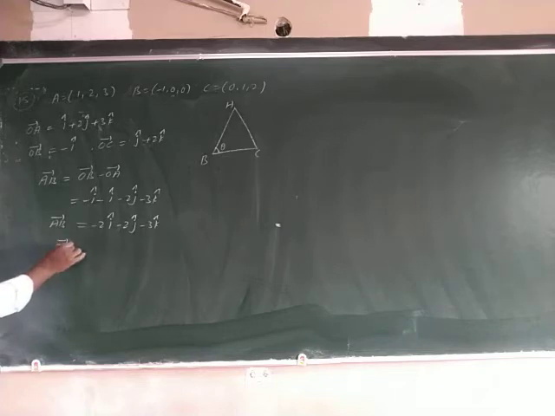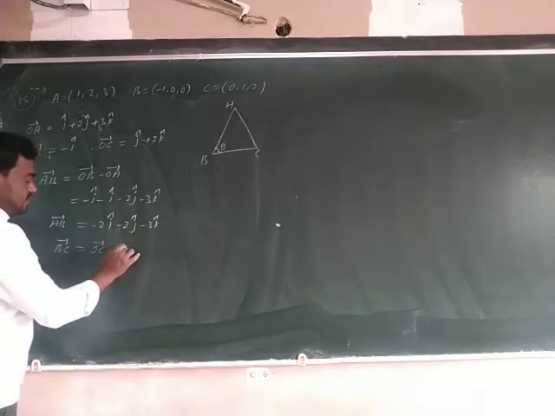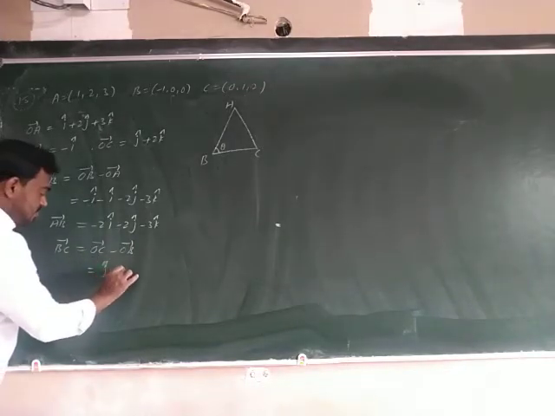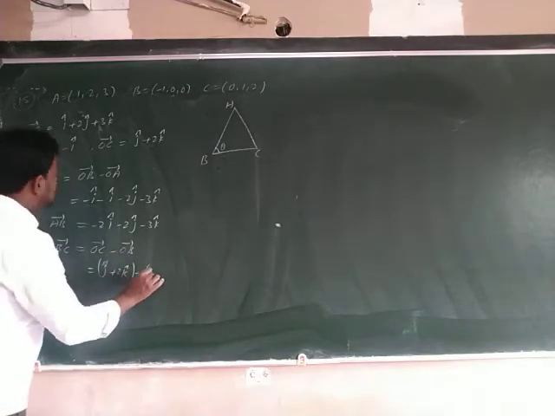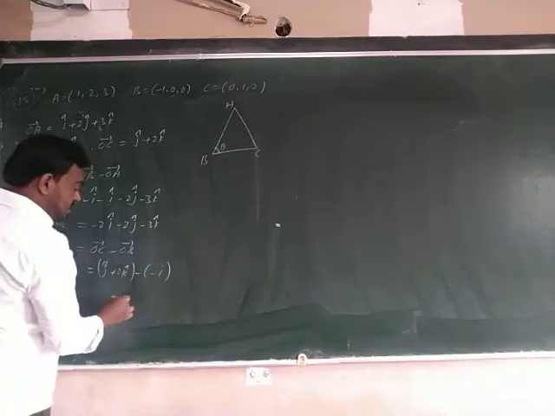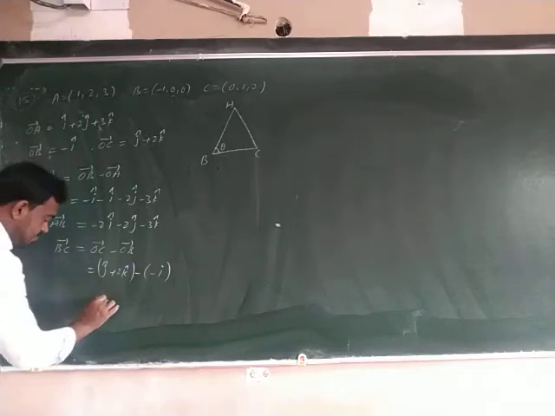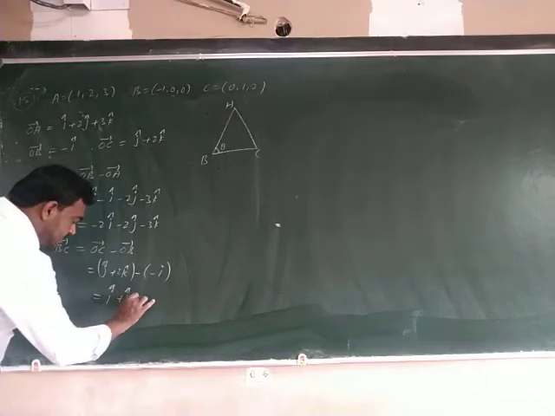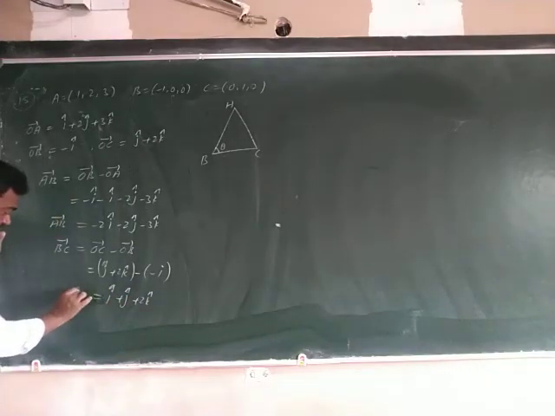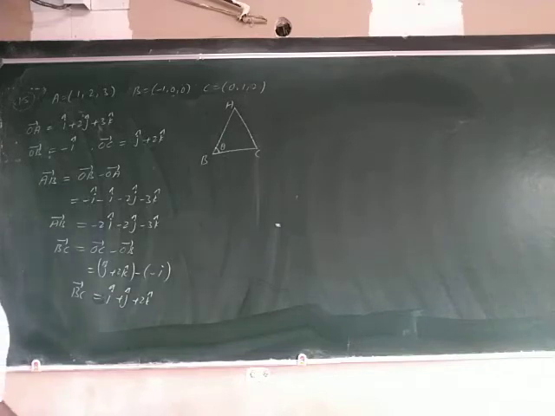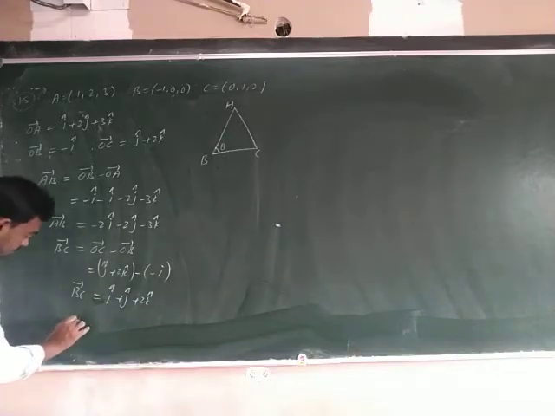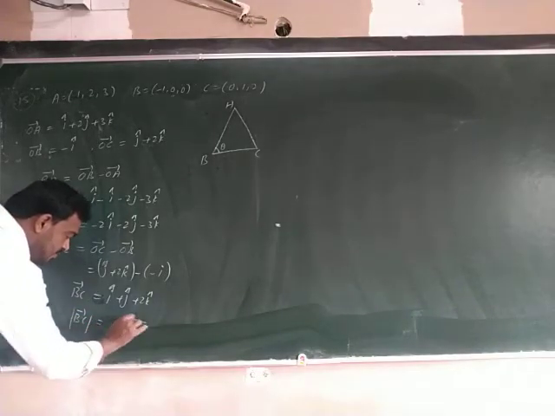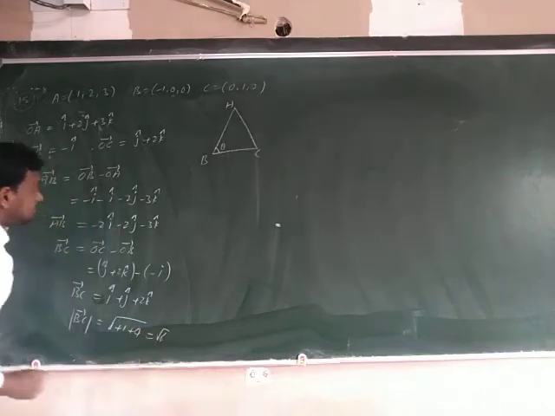Now BC. Vector BC is equal to OC minus OB. What is OC? j cap plus 2k cap minus OB, which is minus i cap. Minus into minus is plus, so that is i cap plus j cap plus 2k cap, which is BC. Now here you find the magnitude of BC. That is 1 plus 1 plus 4, that is equal to root 6.